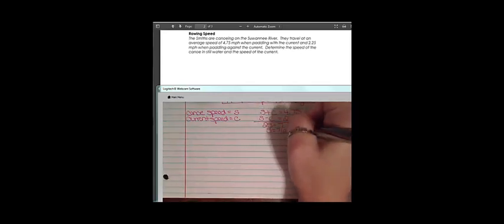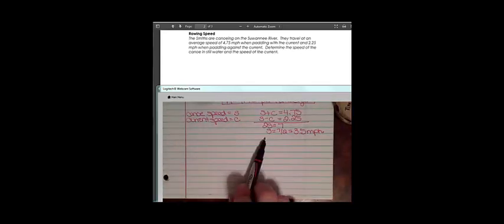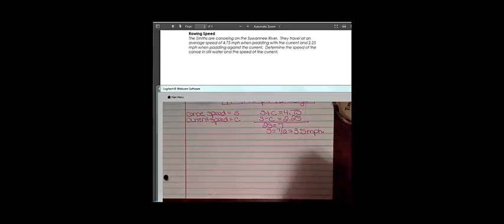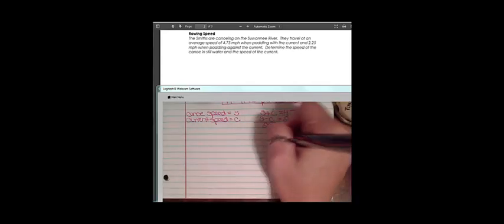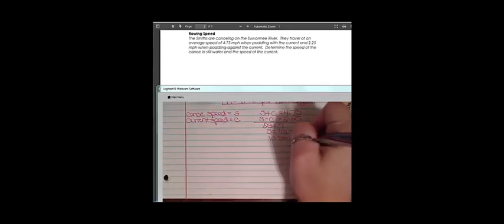And then our S was the speed of our canoe, so that's 3.5 miles per hour. Since that's the speed of our canoe, that'll be the speed in still water, because our question says determine the speed of the canoe in still water. So if we're not adding current or taking away current, we are going 3.5 miles per hour in still water. So there's half of the answer.